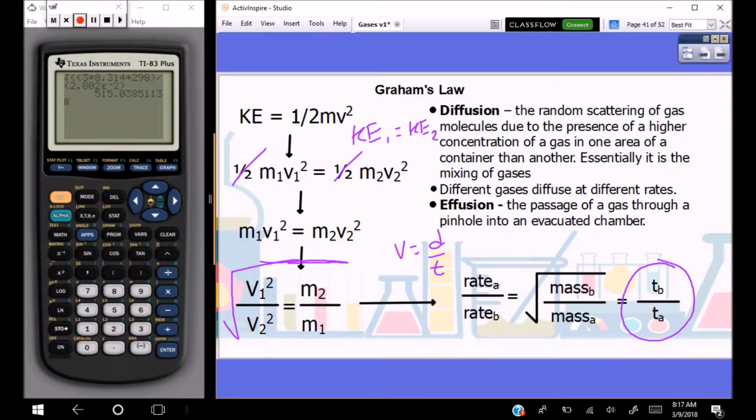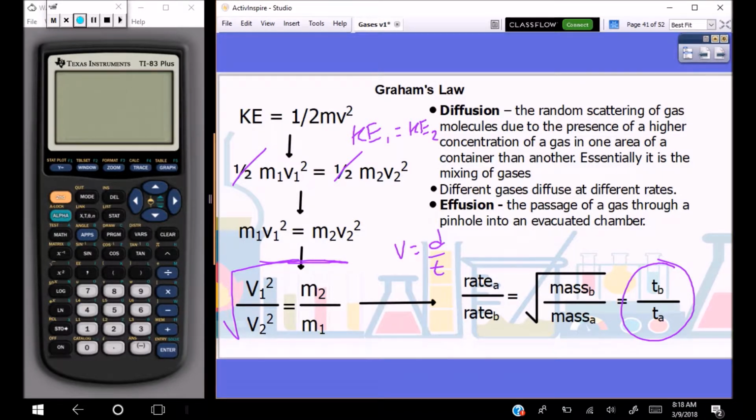So the rate of A over the rate of B is equal to the square root of the mass of B over the mass of A. The time is also related in that same fashion. The rate of A is inverse to the time of A. So it's a very useful equation. You might see a couple of calculations with it.